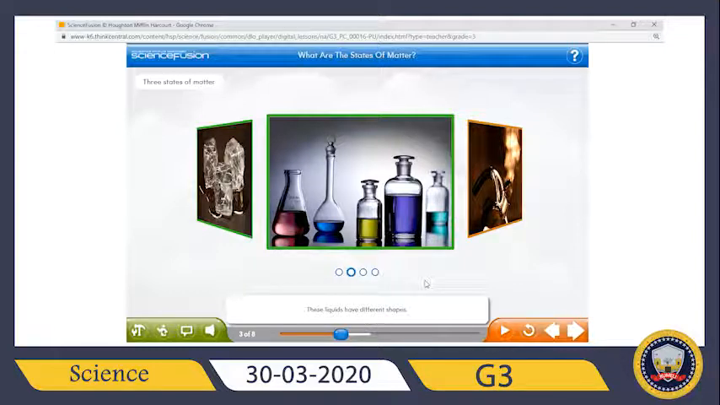That's because liquids take on the shape of their container, like drinking water from the glass. So, like solids, liquids have a definite volume, but they don't have a definite shape. When you pour liquids inside of a container, they take up its shape.